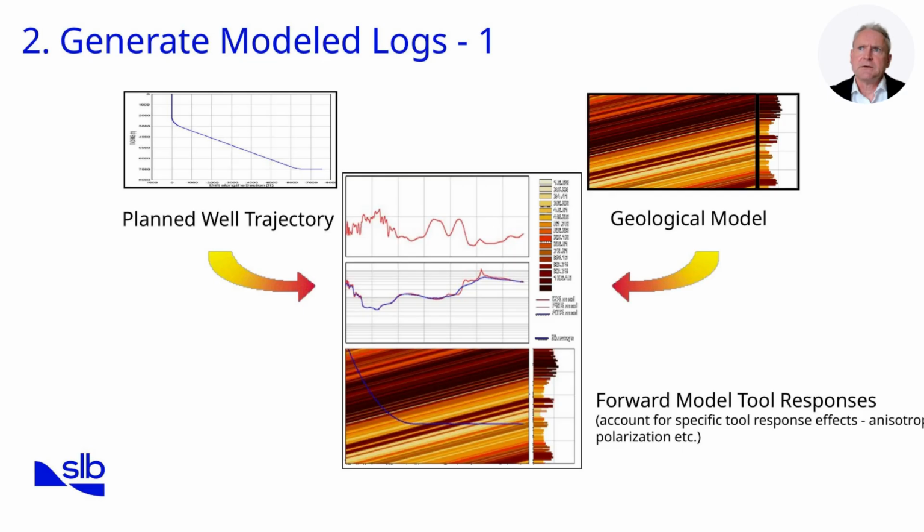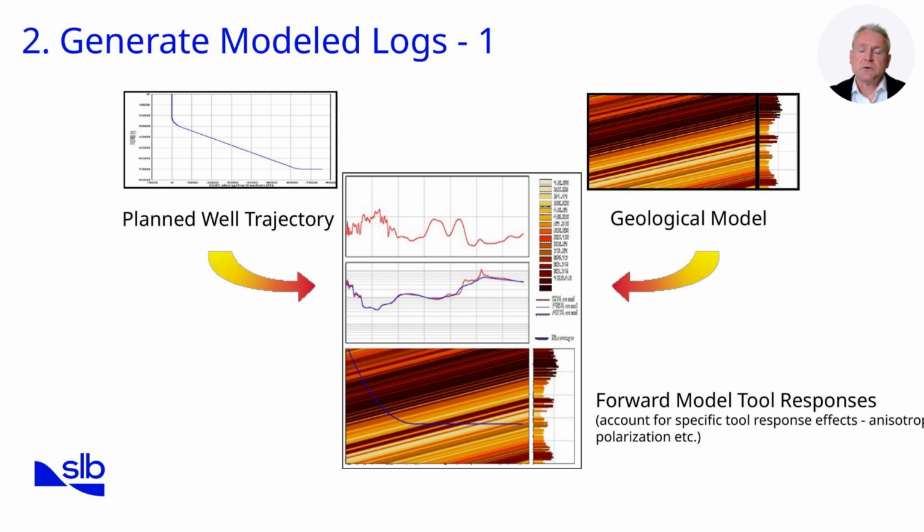The next step is generating modelled logs. Using the planned well trajectory and the geological model, we simulate how logging tools are expected to respond. This is known as forward modelling. The inputs to this process are the well path geometry and the petrophysical properties assigned in the property model. The outputs are modelled tool responses, which can include gamma ray, resistivity, density, or other LWD measurements.